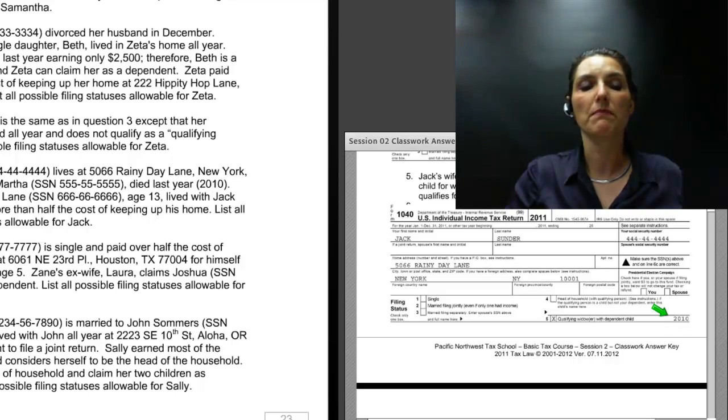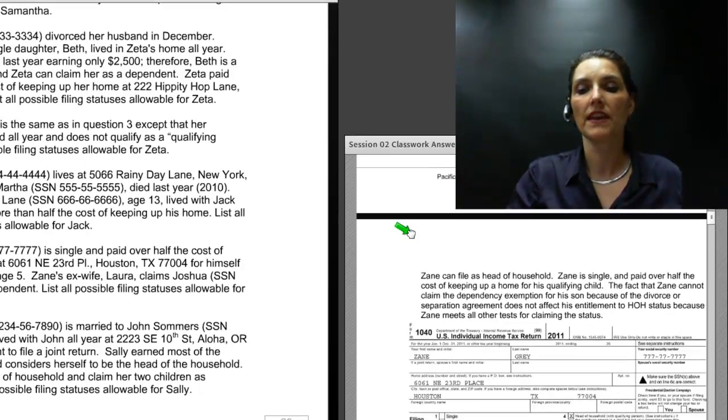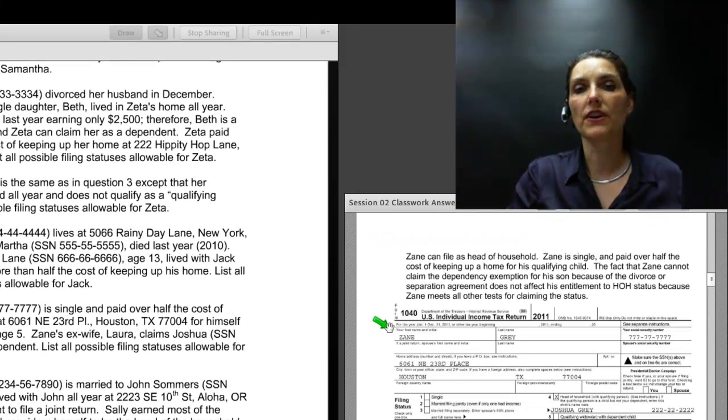Head of household is the most advantageous filing status, so that is the one that we will enter on the answer key. He qualifies for head of household because he maintained his home for his qualifying child, and the only reason he is not claiming his child's exemption is because he released that exemption to the non-custodial spouse.